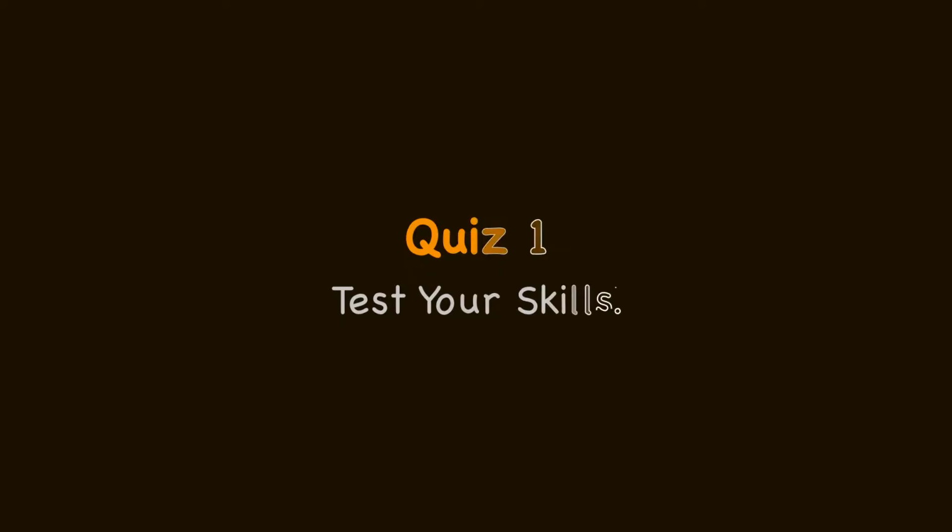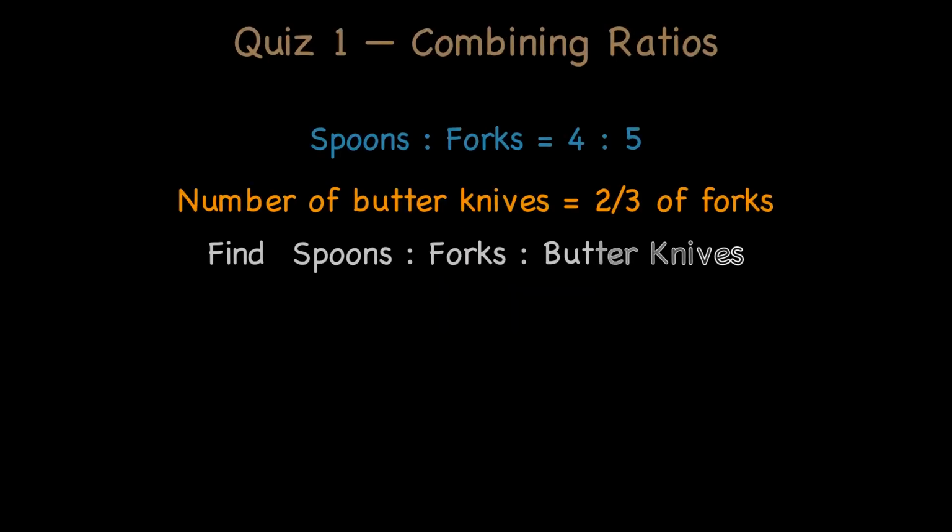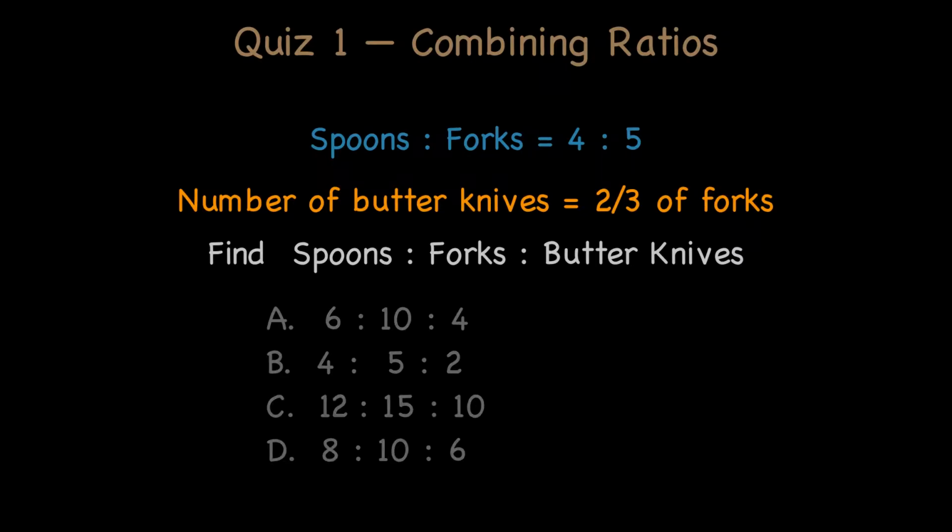Quiz 1. Test your skills. Quiz time. Spoons to forks is 4 to 5. The number of butter knives is 2/3 of the number of forks. Find spoons to forks to butter knives. 4 choices. Pause and try it before I show you the answer.